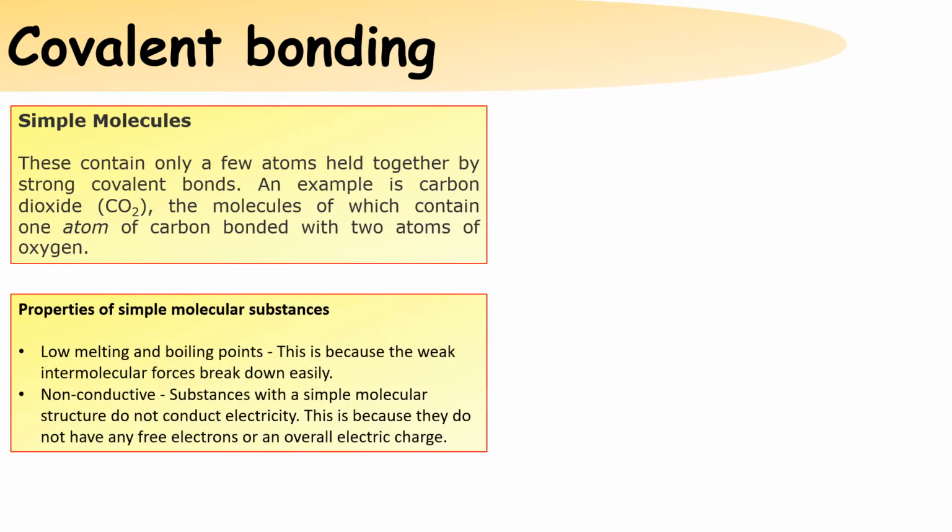The properties of simple molecules are that they have low melting and boiling points. This is because the weak intermolecular forces between them break easily, and they are non-conductive. So substances with simple molecular structure do not conduct electricity. This is because they do not have free electrons or any overall charge.